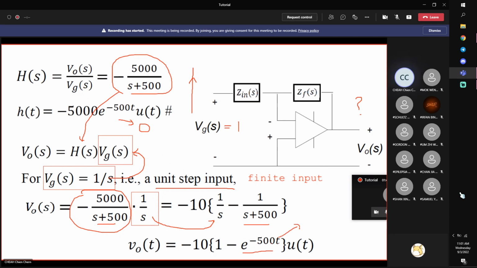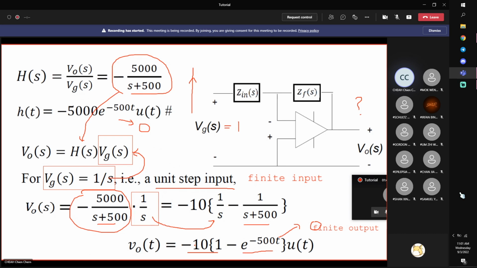So this is stable. Your natural response goes to 0, and at steady state it settles down at -10, right? The natural response goes to 0, at steady state it goes to -10. So this means that if you pump in a constant voltage of 1, it gives you a constant voltage of -10 at infinity, at steady state.